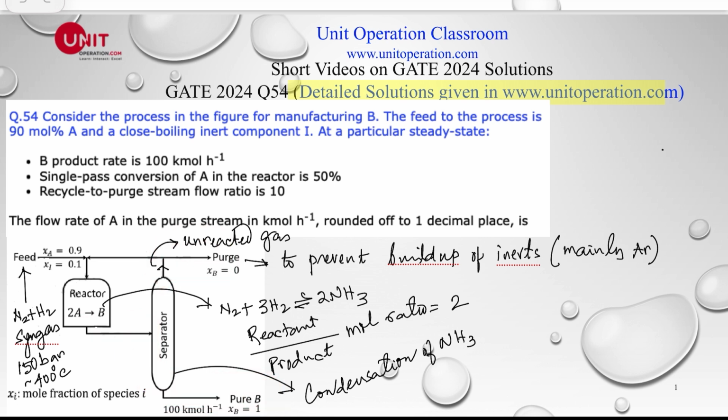And there is a constant purge installed on the stream coming out from the separator, so that there is no buildup of the inert gas in this entire system. Okay, so this is coming back here.